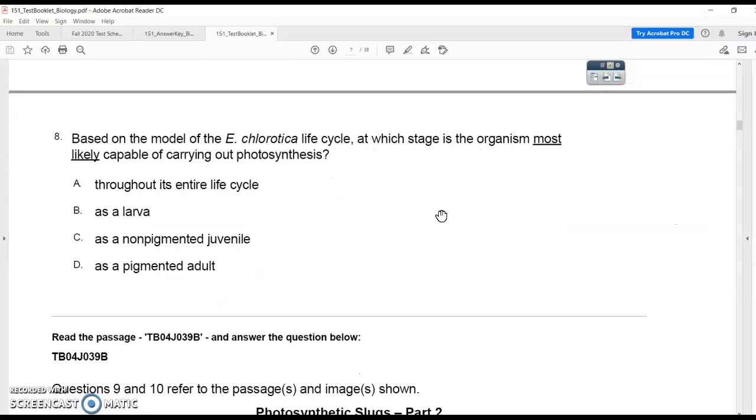Number 8, you would look at the life cycle of the sea slug, and this one's pretty easy. You would just look at which stage the sea slug is most likely able to carry out photosynthesis. So when has it incorporated the chloroplast or the DNA into its own DNA? And that would be D, the pigmented adult.